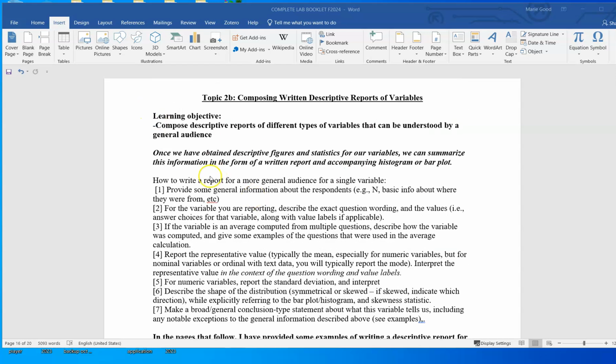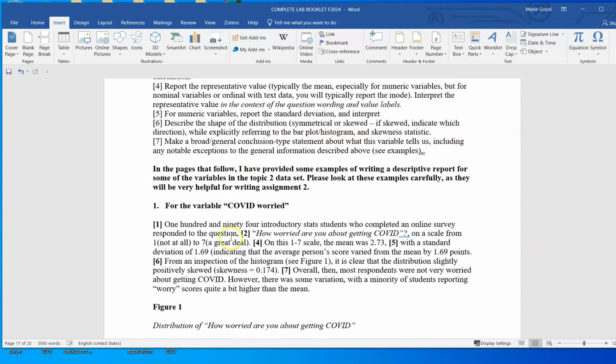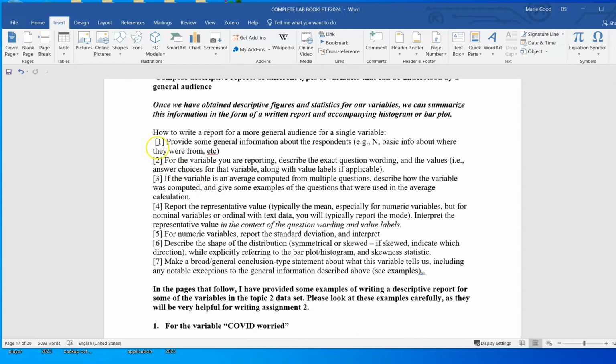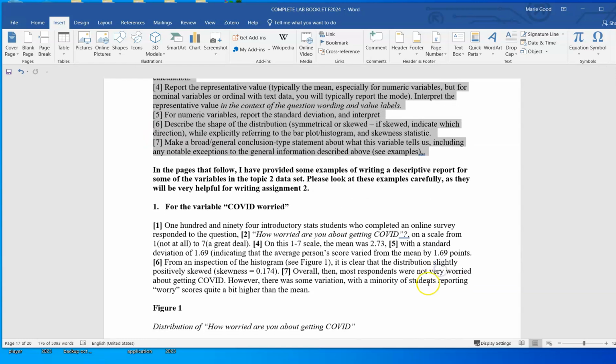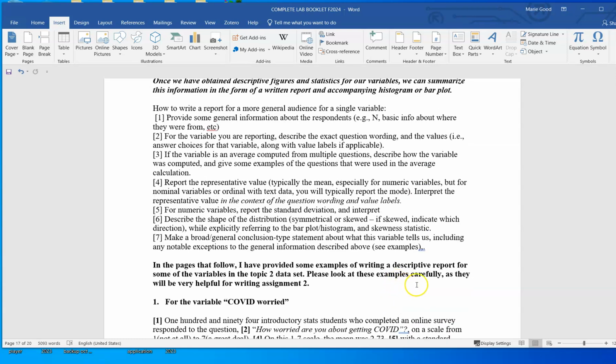Okay, so I've given you a list, kind of step by step, of how to write a report for a more general audience when you have information about a single variable that you want to share. So I'm going to briefly go through this list, and then I'm going to direct you to some examples that I've written that have used the instruction on this list to compose a descriptive report of a single variable.